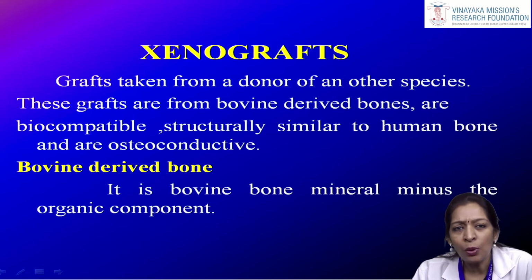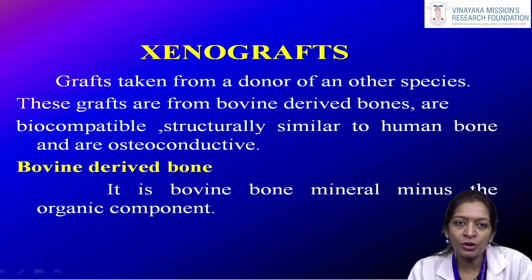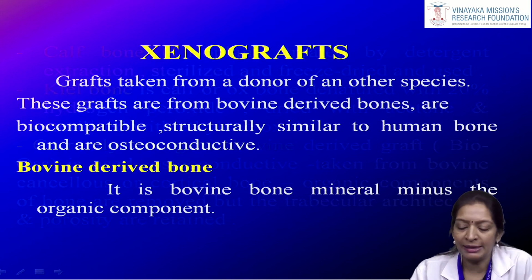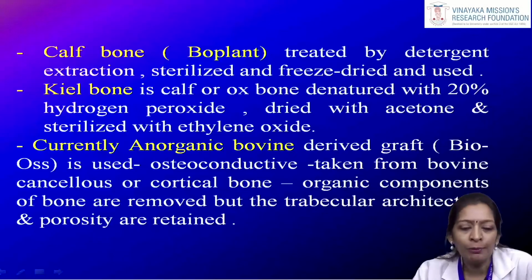Mostly bovine derived is taken. We take the bone from the bovine and the organic component is removed, retaining the inorganic component. So the porosity and the trabecular structure is maintained. Either calf bone or keel bone, that is nothing but the calf or the ox bone, is taken. It undergoes deproteination, treated by extraction, sterilization, freeze-dried and then used.